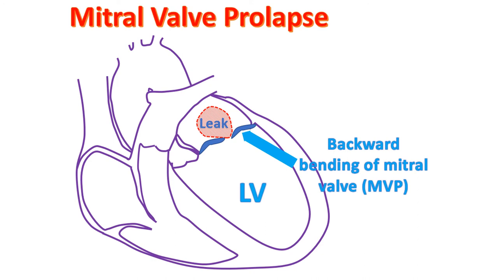It bends back into the upper chamber, left atrium, when the left ventricle contracts. This produces a leak which can increase over time, producing enlargement of left upper and lower chambers of the heart.